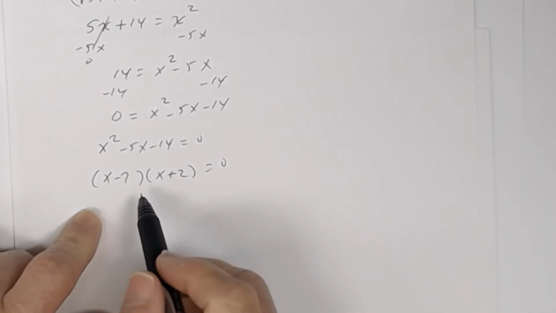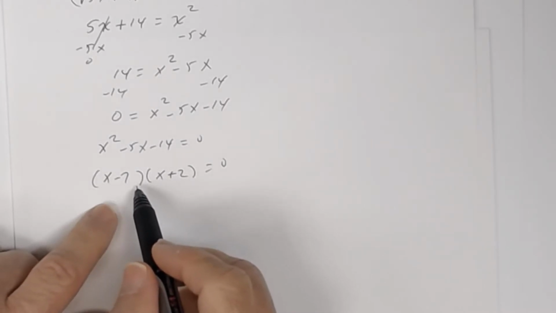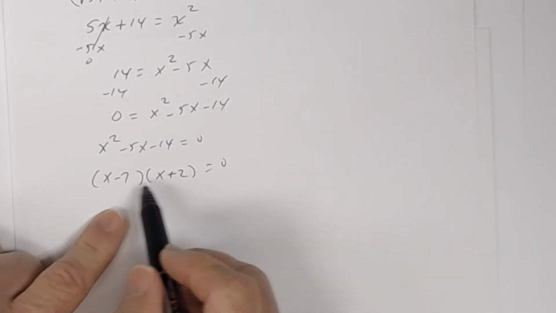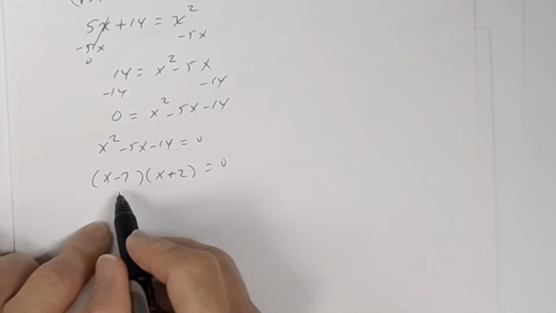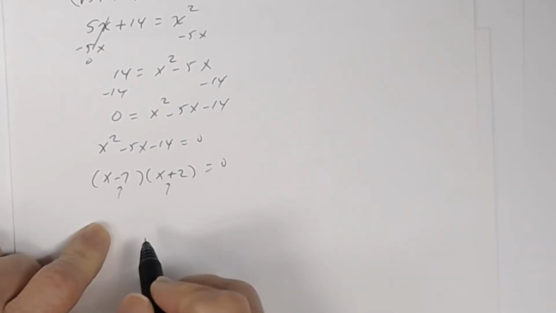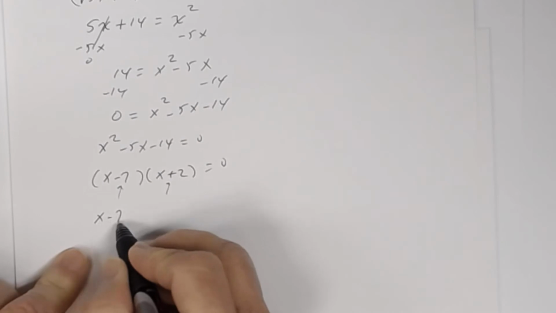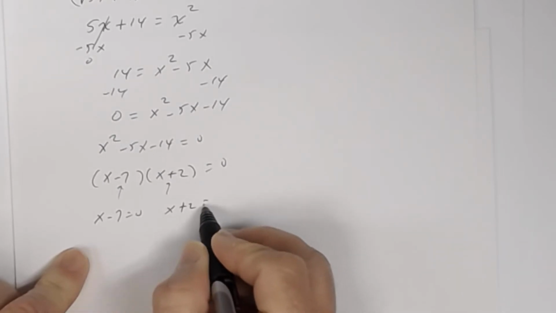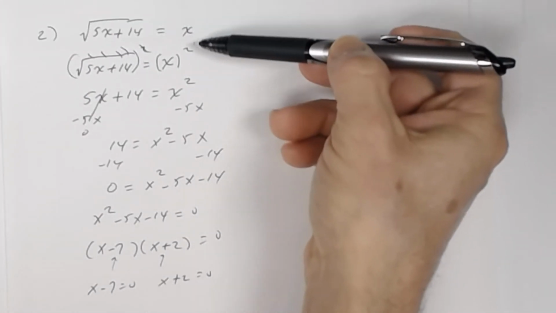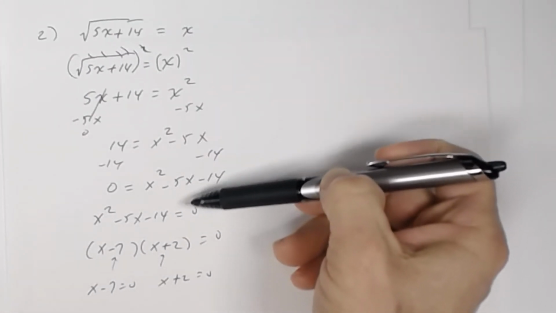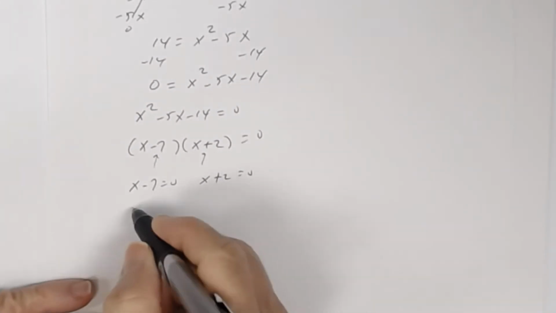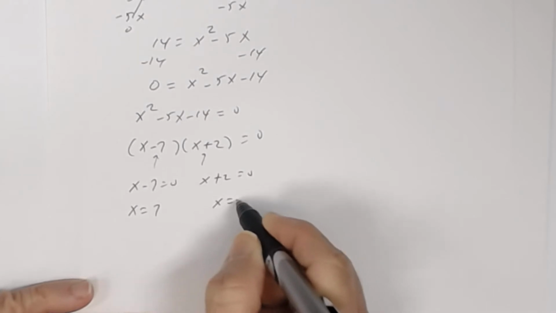Now at this point, remember, you're using the zero factor property. The zero factor property says that when you have 2 or more factors whose product is 0, then one of those has to be 0. So you're going to say each of these is equal to 0. Notice I went from a square root equation to a quadratic equation, and then from this quadratic equation to 2 linear equations. And so now I get x to be 7 and x to be negative 2.